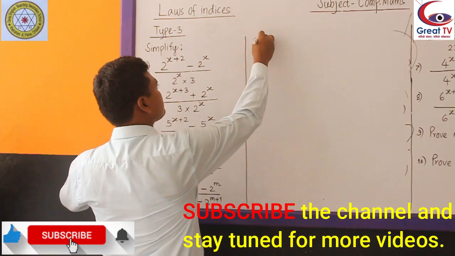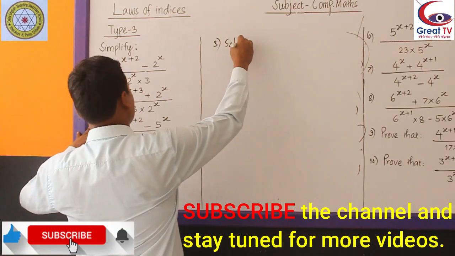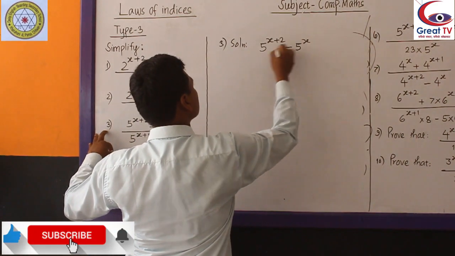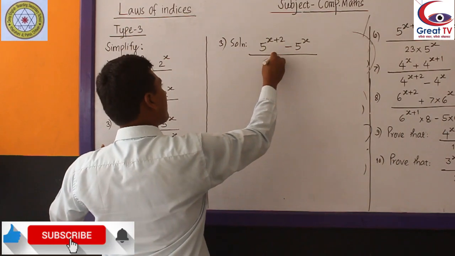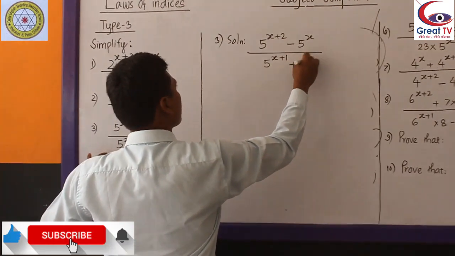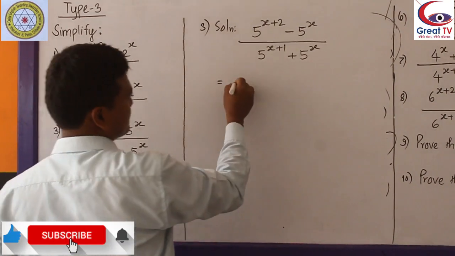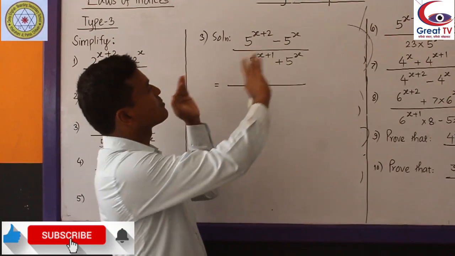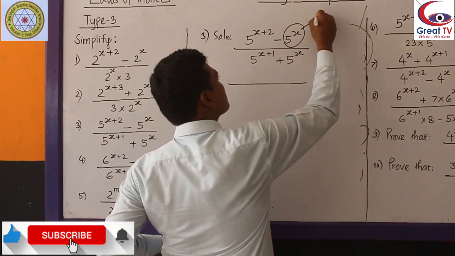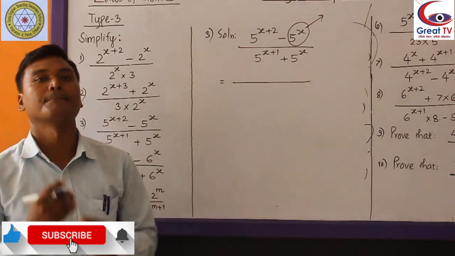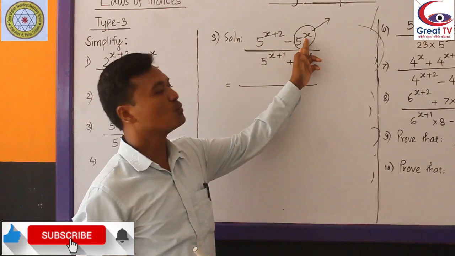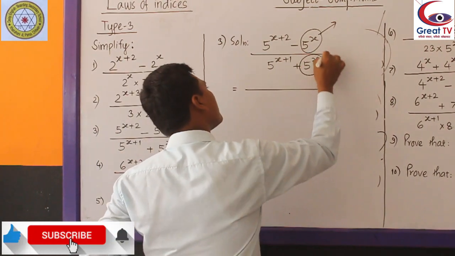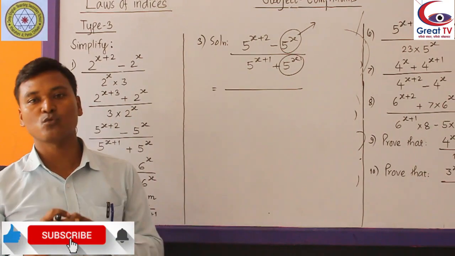Okay, number 3. Its solution: 5 to the power x plus 2 minus 5 to the power x, divided by 5 to the power x plus 1 plus 5 to the power x. Again, use the same concept. Here is minus and here is plus, and we have two parts. In the second part, we have 5 to the power x, a single term. We cannot break this term. We should copy this term same. Similarly downside, we have again 5 to the power x, a single term, we can't break it.